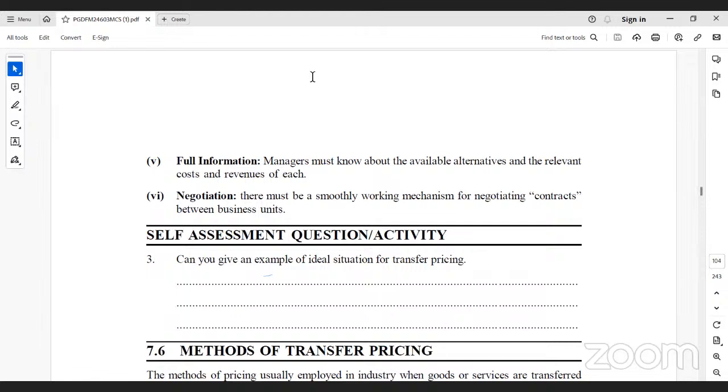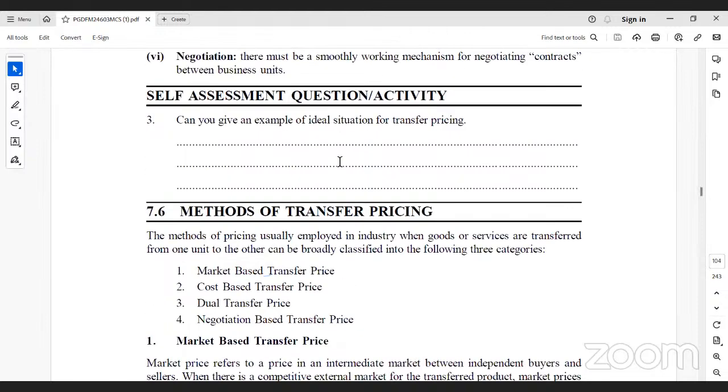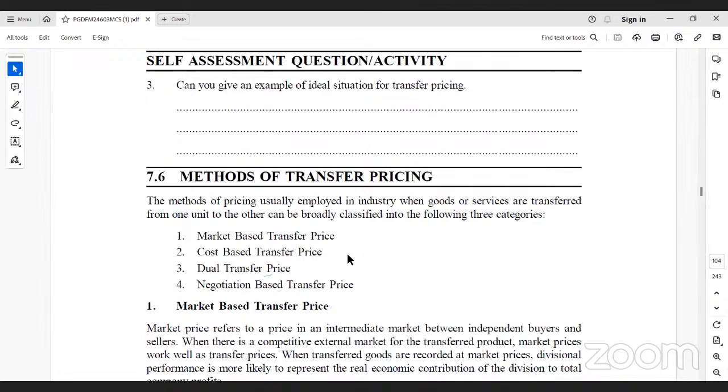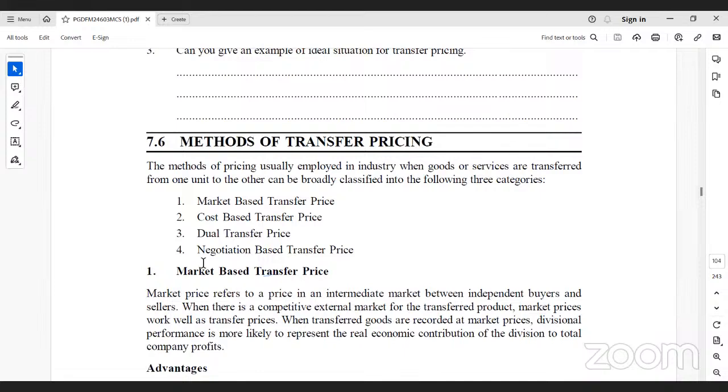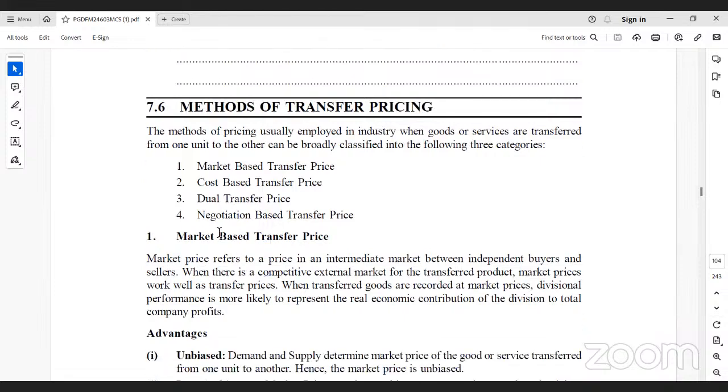Negotiation is also there. So various methods are there for transfer pricing, like market-based pricing, cost-based pricing, dual pricing, and negotiable pricing. Let us discuss one by one. First, we'll focus on market-based pricing, market-based transfer price.